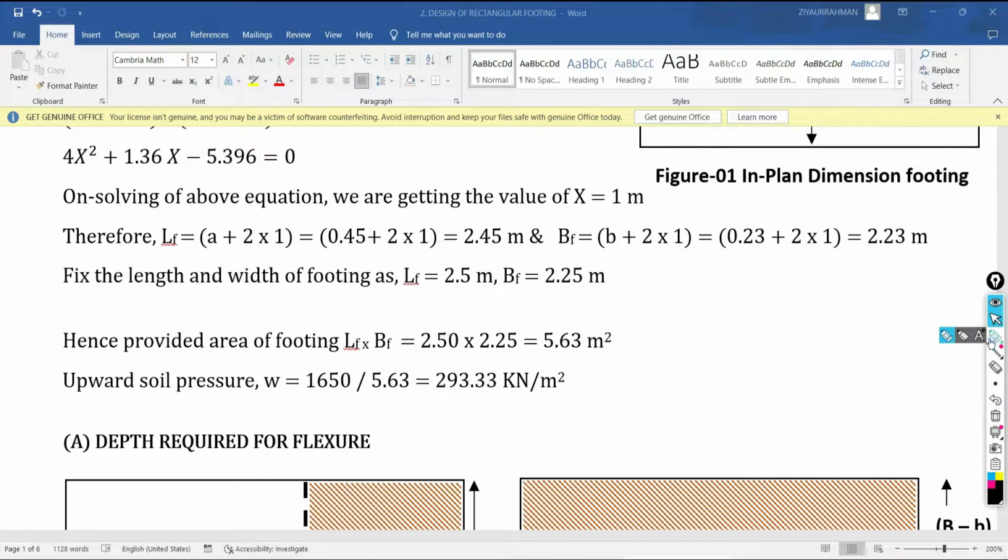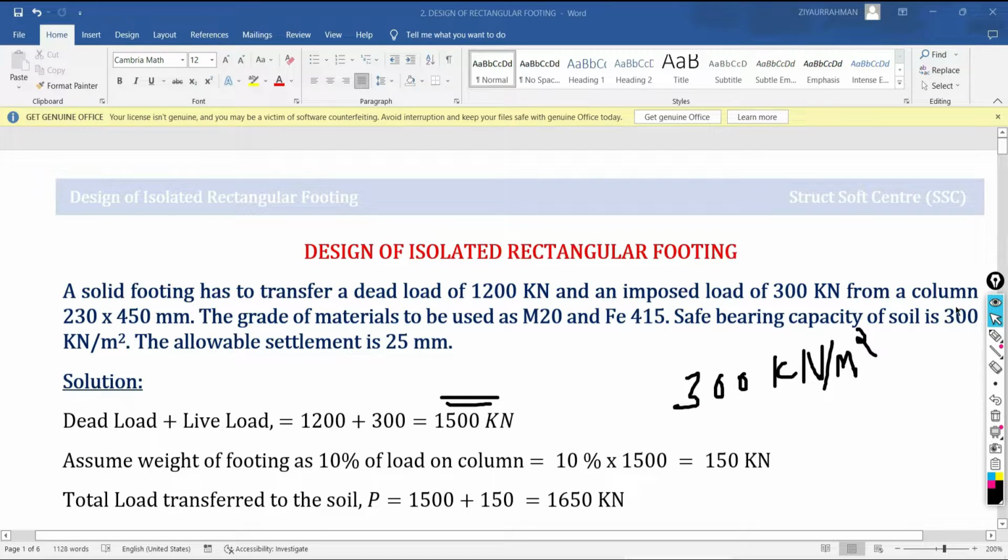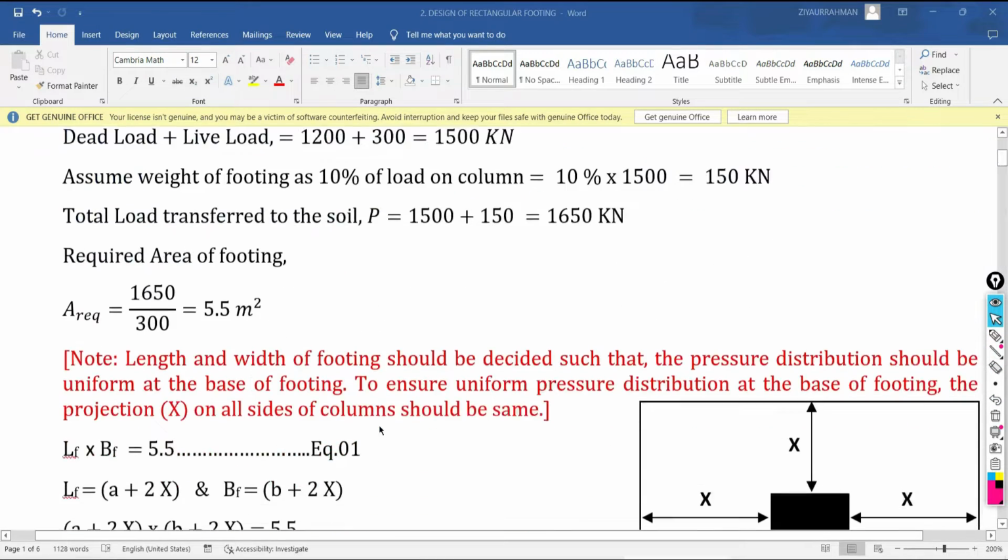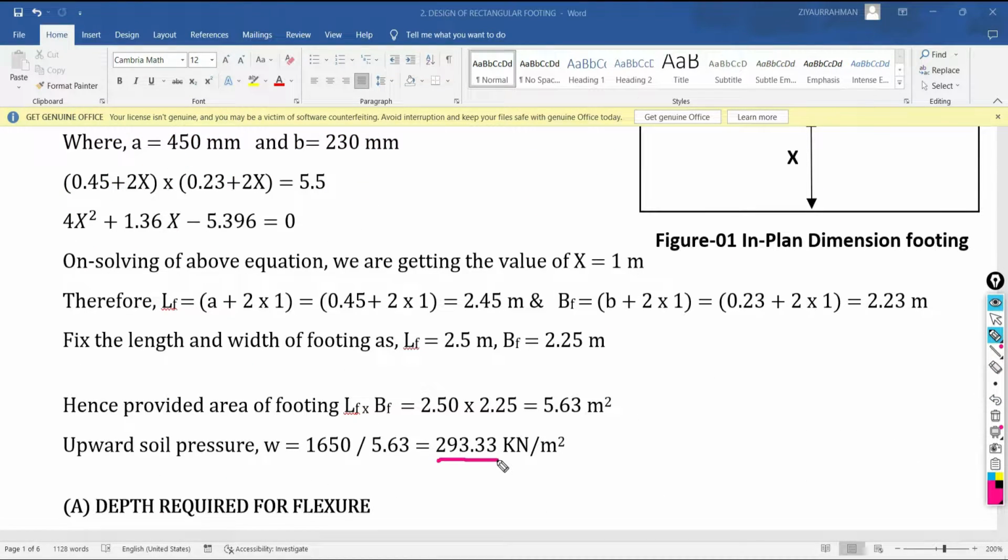Now again one thing you need to do: we need to compare this upward soil pressure with the SBC of the soil. So the SBC of the soil given is what? 300 kilonewton per meter square is your SBC of the soil, that I can show here. Now just come down. Here 293 kilonewton per meter square is the upward soil pressure, and your SBC is 300 kilonewton per meter square. Your upward soil pressure is less than the SBC of the soil, so we can say that we are on the safe side.